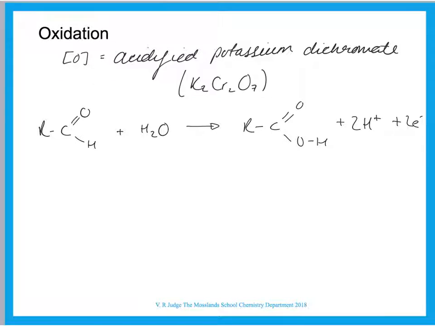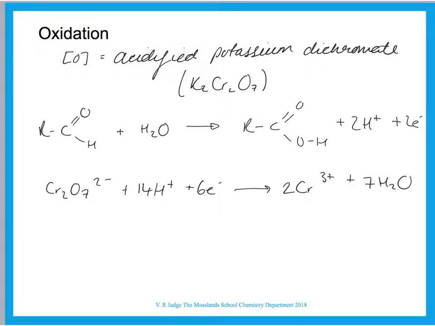Now looking at the half equation for the dichromate ion. So the dichromate ion is reduced to chromium 3+. There's dichromate and there's chromium 3+.